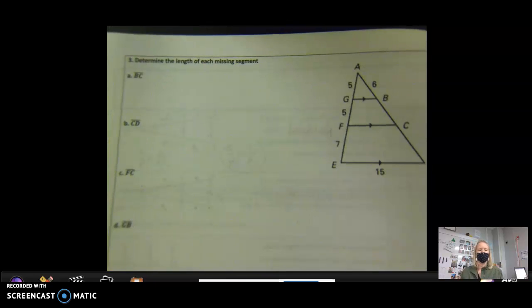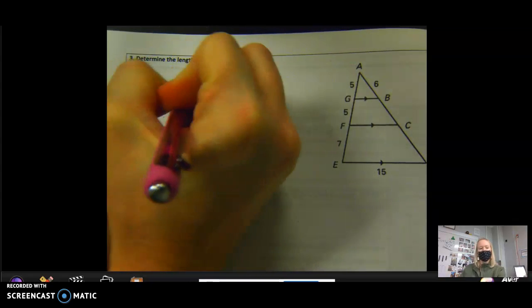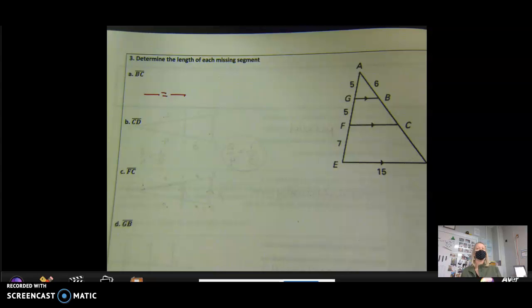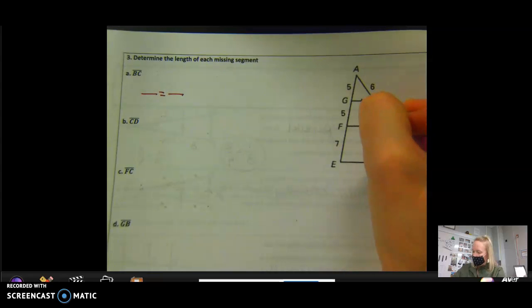Determine the length of each missing segment. I want for you to try this on your own. Let's see how well you can do on this. So on these, I would like to set up a proportion to solve. Tell me a proportion I could set up for B to C. What over what equals what over what? We'll call B to C X.